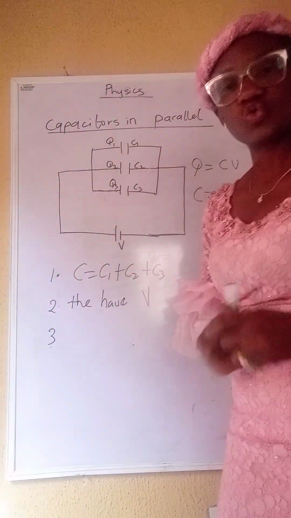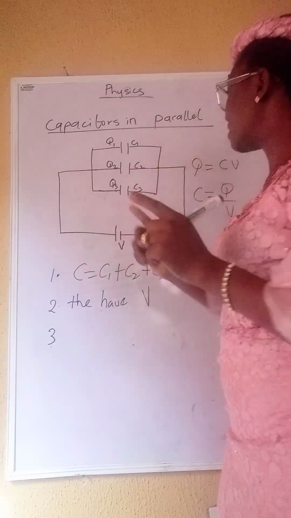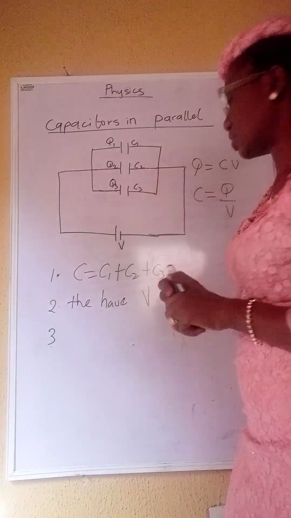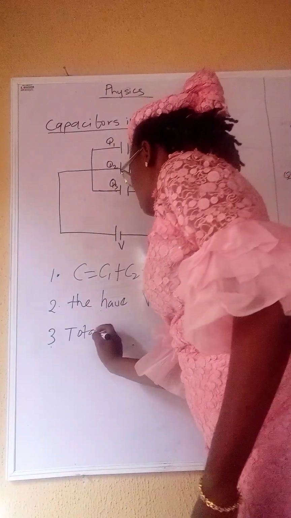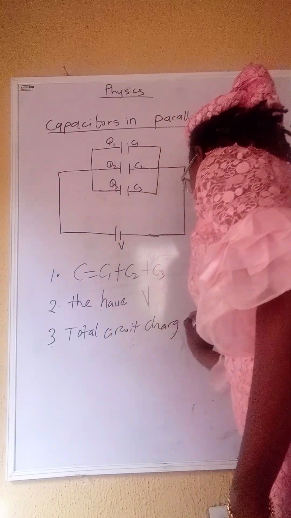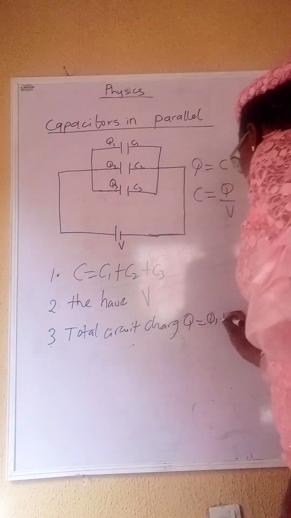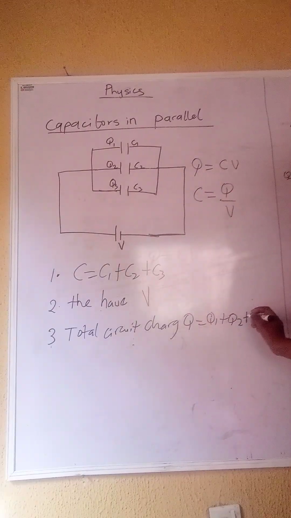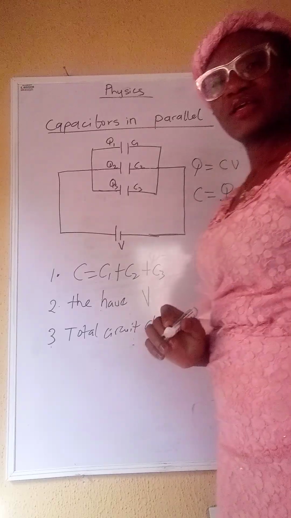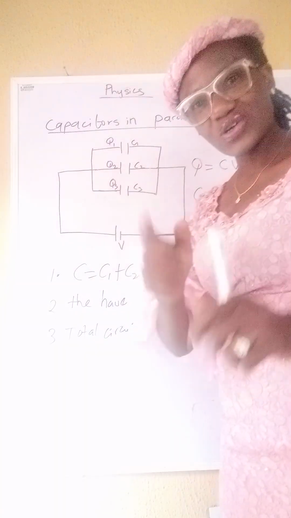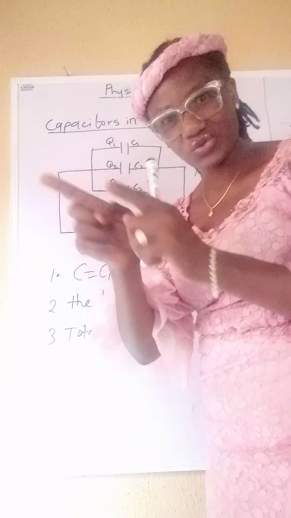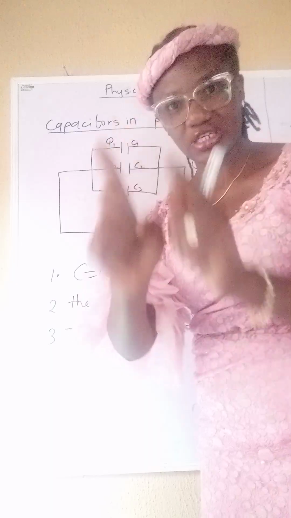the total circuit charge. You can see that the charge is not the same. We have Q1, Q2, Q3. So the total circuit charge Q will be equal to Q1 plus Q2 plus Q3. Okay, so it means, in case you are not given Q1, Q2, Q3, you should find Q1, Q2, Q3, and then sum to find total circuit charge.